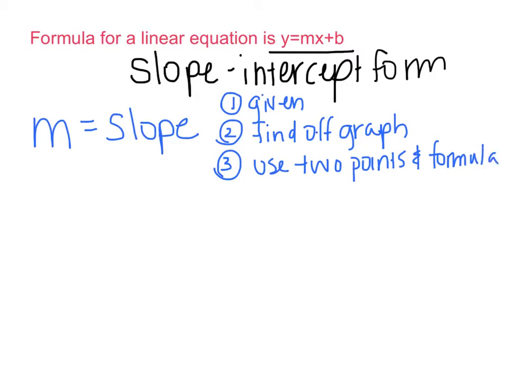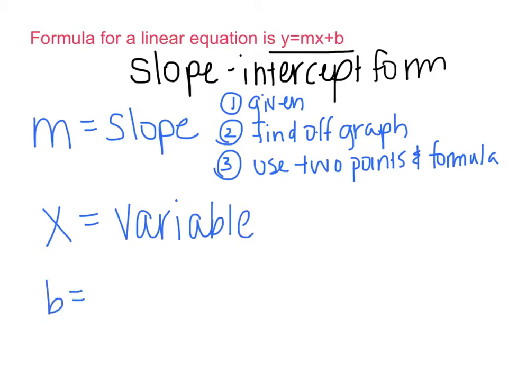And then x is just going to be your variable. So x is just a variable, so it's always going to be x. And then b is going to be your y-intercept, which we're going to talk about next. So these are the important parts, and it's always going to be y equals.